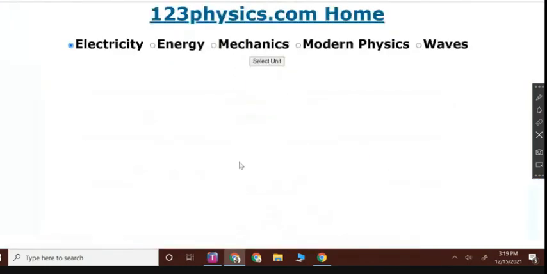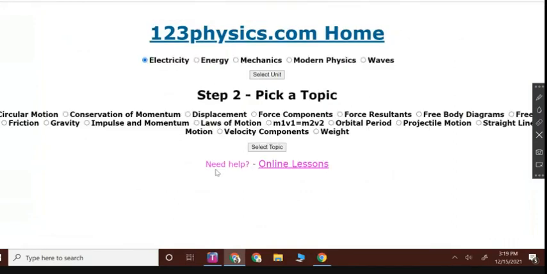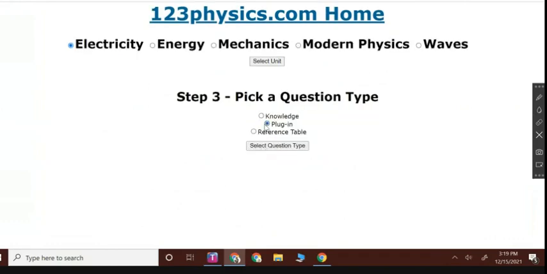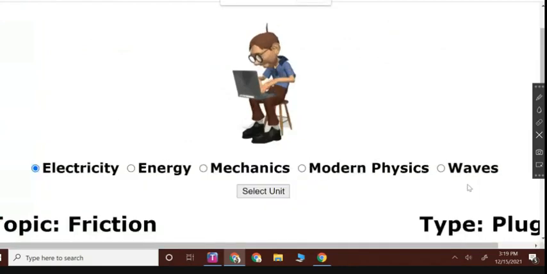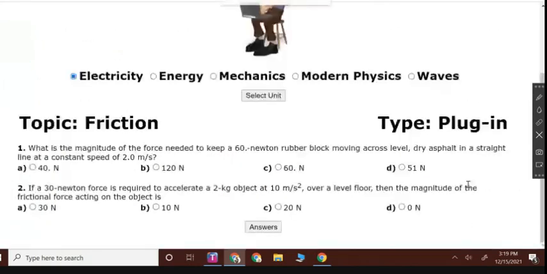So pick a topic, mechanics, and then friction. It's the second one. That's not crazy. It's hard, but it's not crazy. Ready? So maybe make it bigger so everybody can see. We did something like this before.